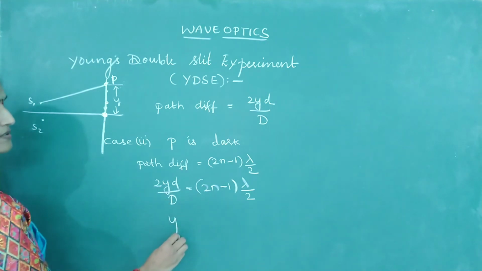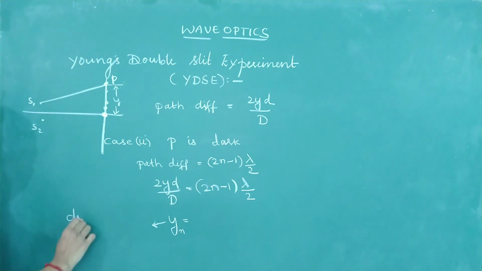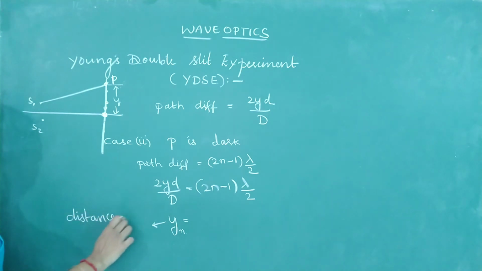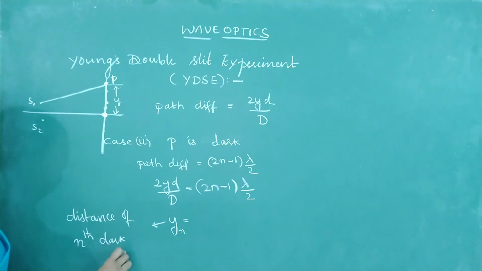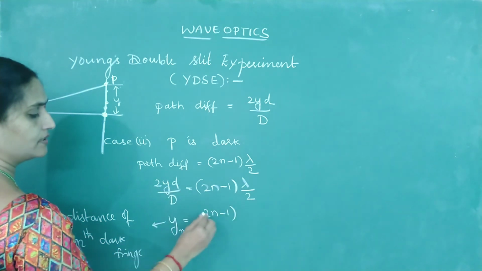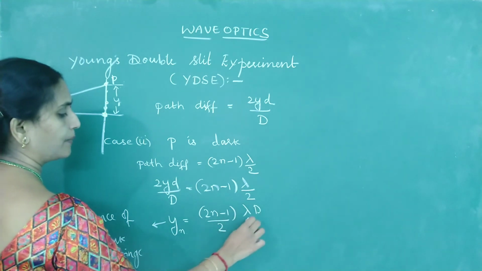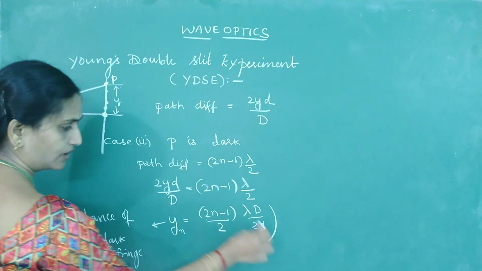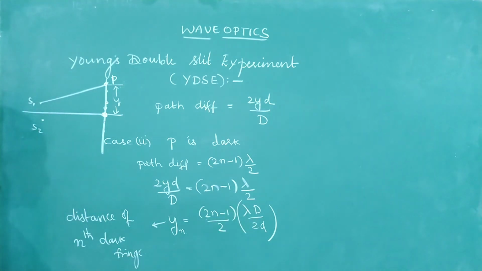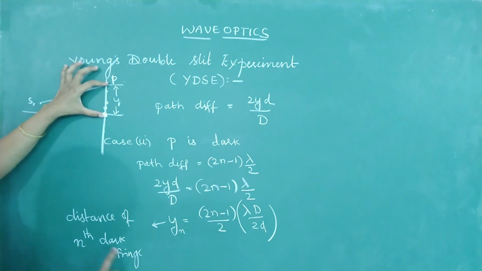So from this find out what is y. I'll call this as yn, but this is going to give me distance of nth dark fringe from center. So what is yn equal to? 2n minus 1 by 2 lambda capital D divided by 2d. Let me keep this lambda capital D by 2d in a bracket. Did we get the distance of nth dark fringe?